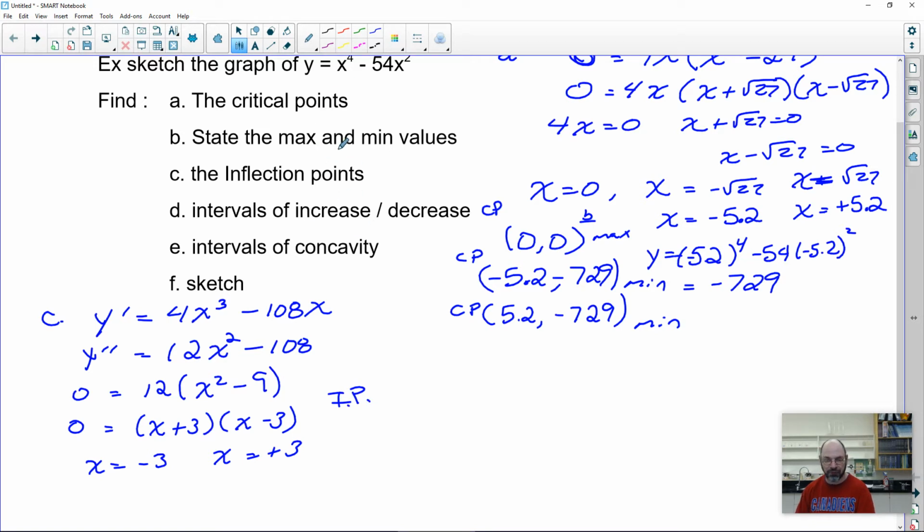Now, if we want to plug them into the original equation and get what they are, let's do that. y equals 3 to the fourth minus 54 times 3 squared. 3 to the fourth is 3 times 3 times 3 times 3, which should be 81, minus 9 times 54, which is 486. So 405 negative.